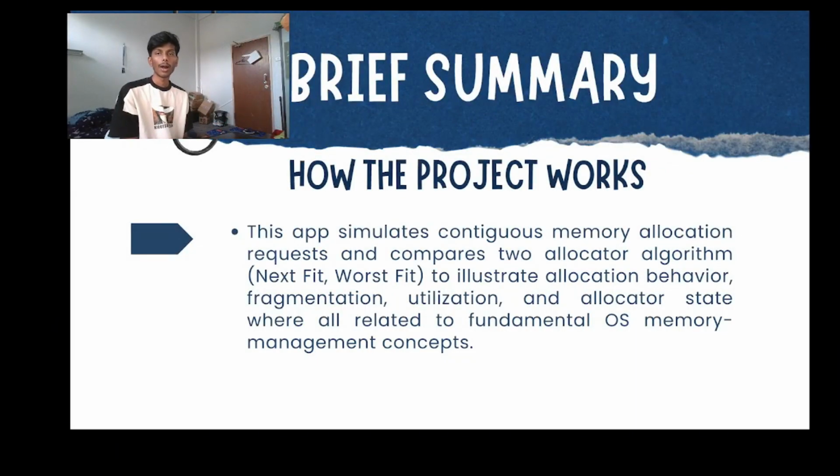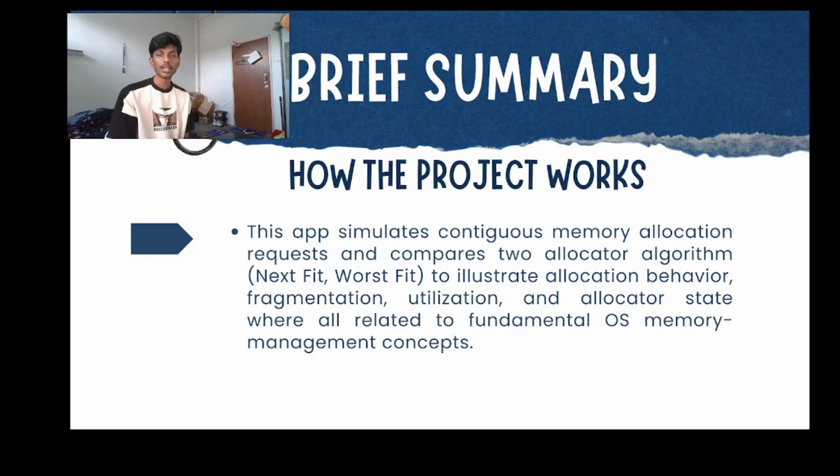Now, I'll briefly summarize our project. Our project is a contiguous memory allocation simulator that compares two operating system memory allocation algorithms, which are NextFit and also WorstFit. Users can enter different process sizes and the simulator allocates them into available memory blocks using the selected algorithm. It then displays the allocation results, remaining free memory, memory utilization, and allocation state so users can compare the performance of both algorithms.